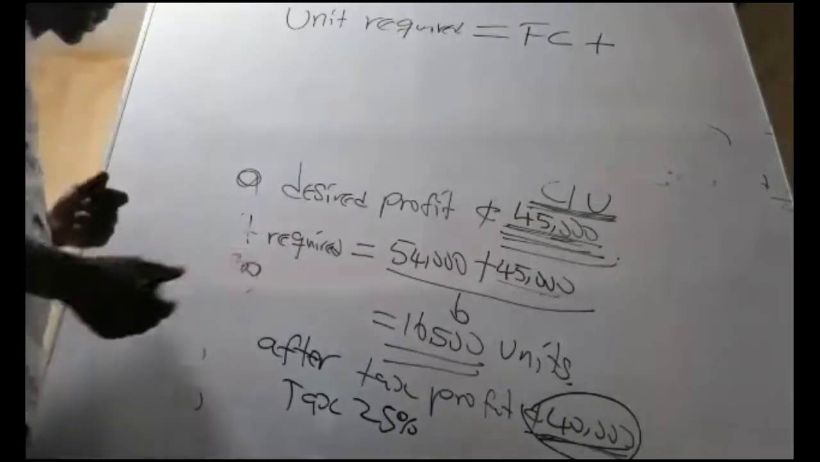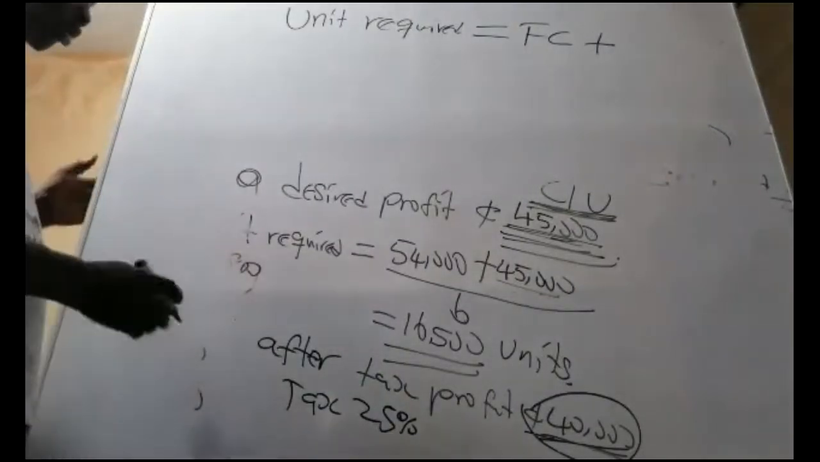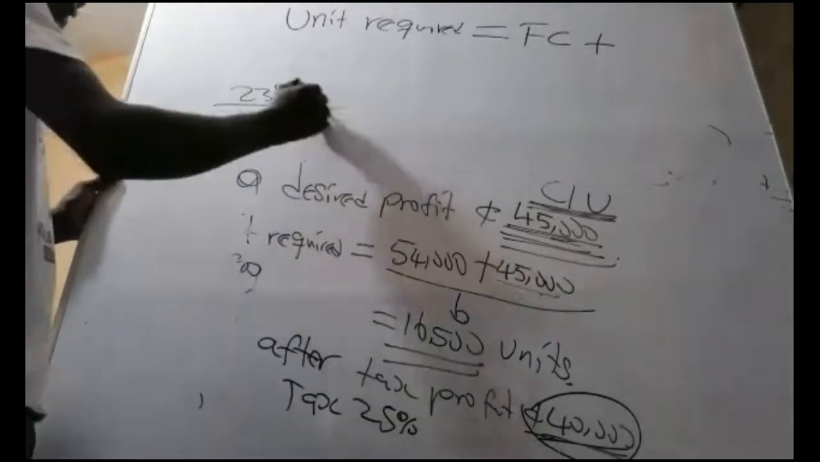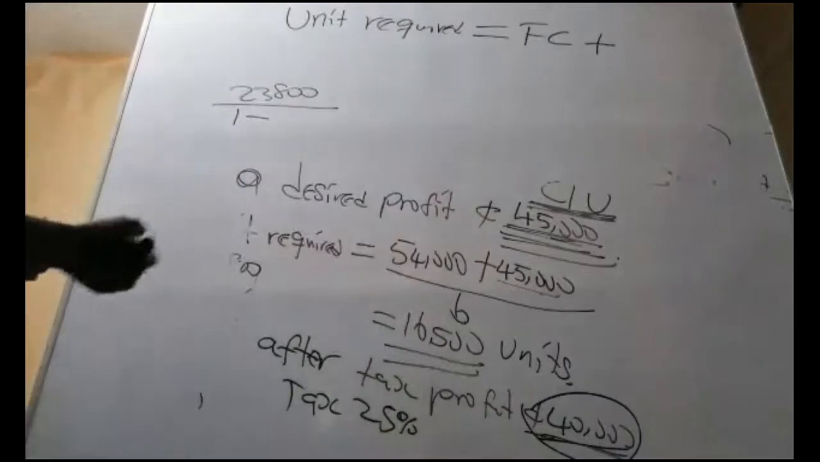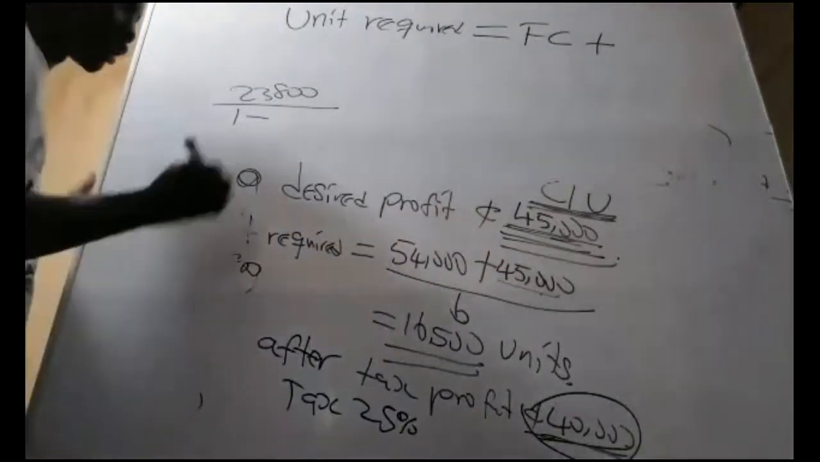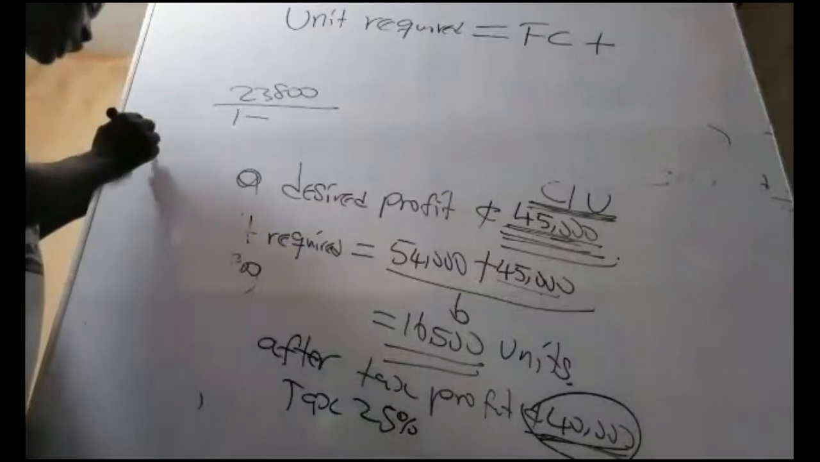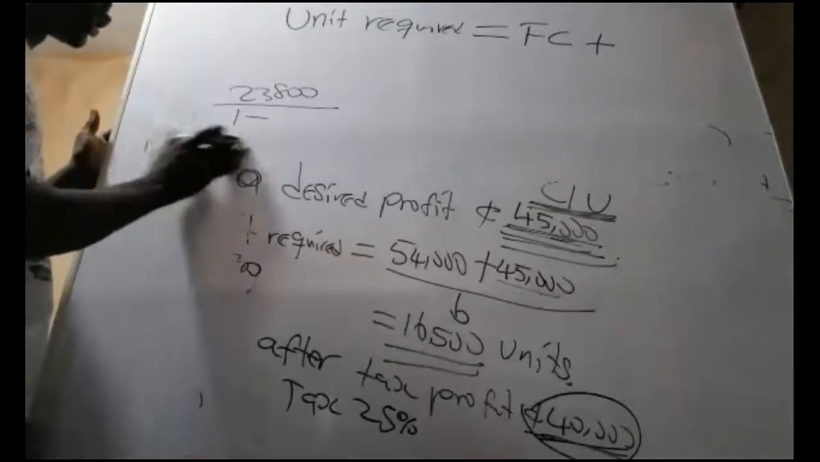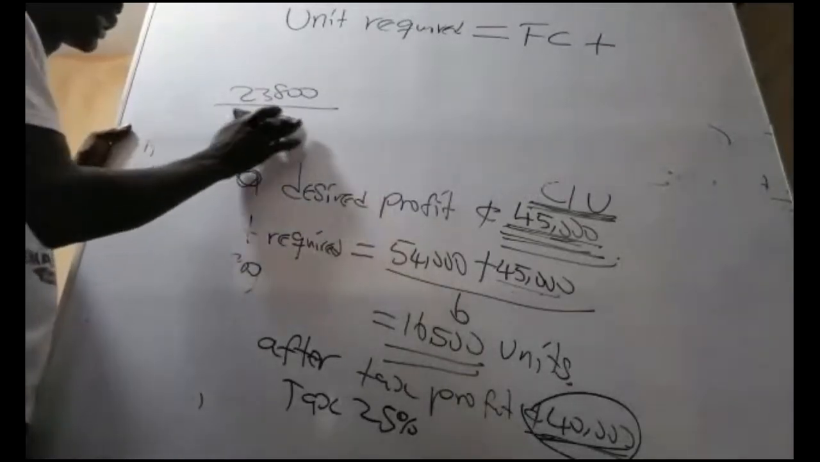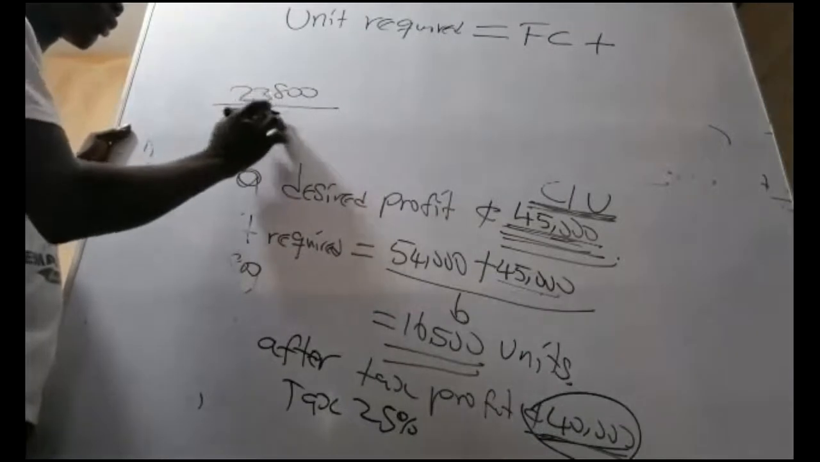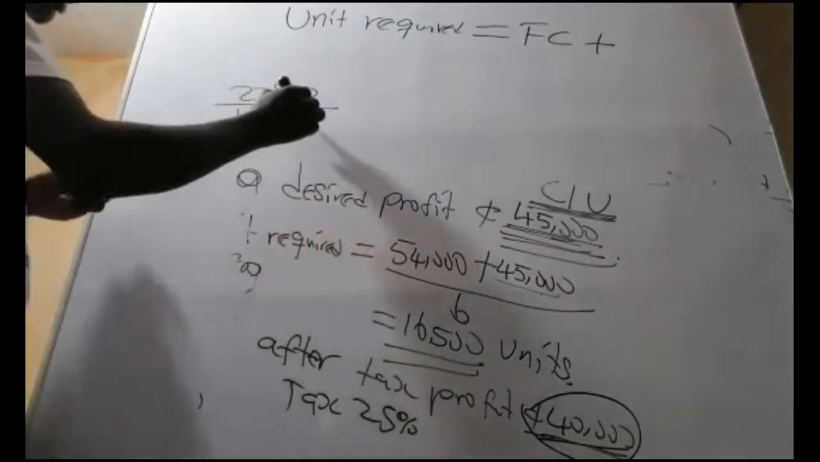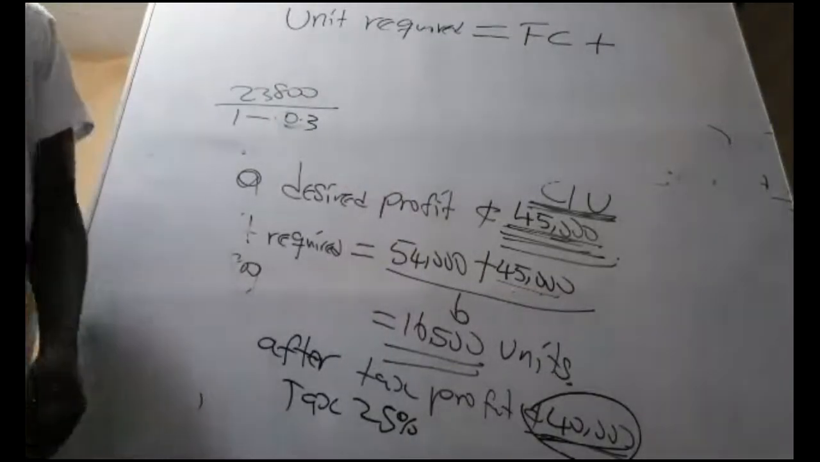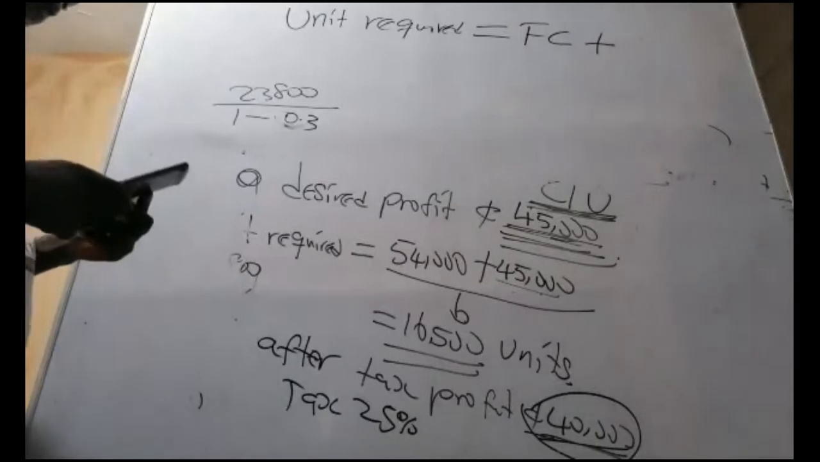In fact, you can also, and this is the 23,800, you can also divide it by 1 minus the tax rate. That's all. In fact, to avoid confusion, to avoid issue, 1 minus the tax rate, 1 minus T. The tax rate is what? 0.3. No, I think this one will not work here. 23.